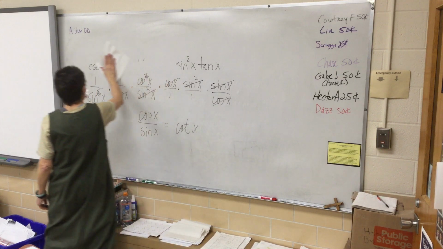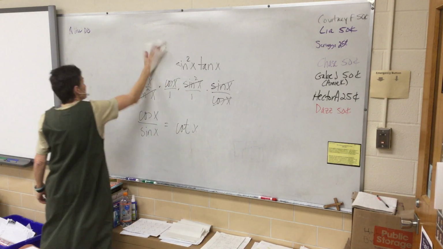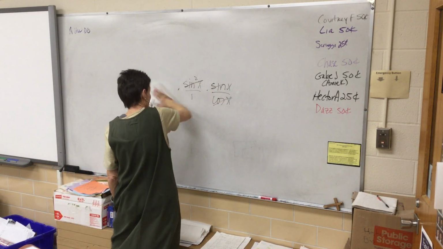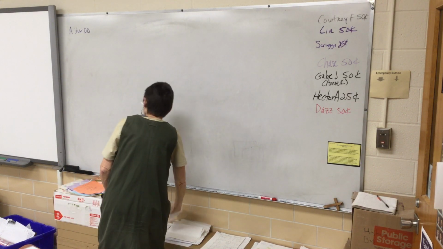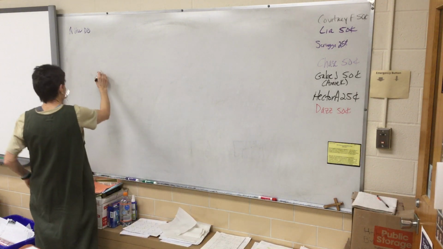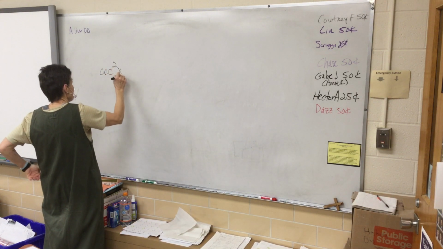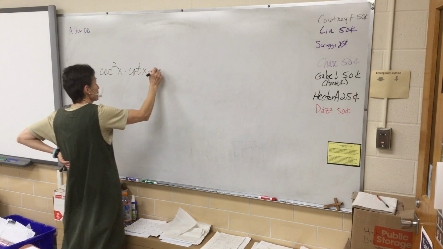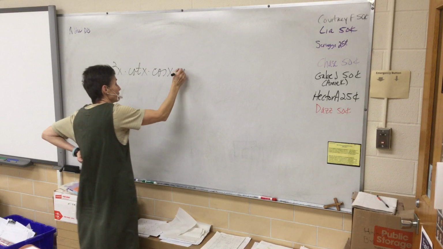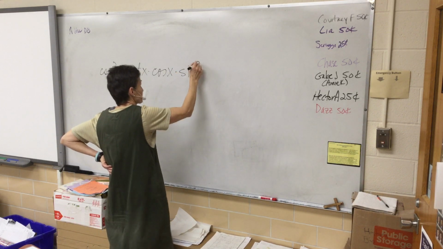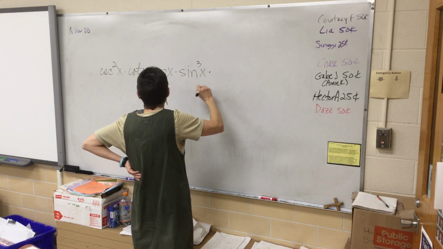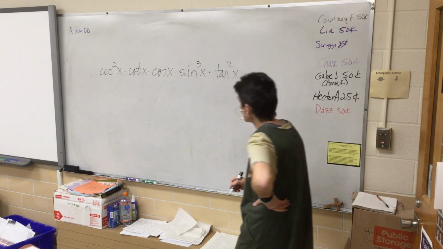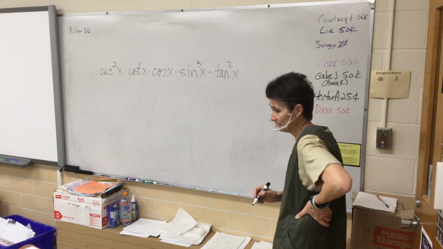Okay, now you try one. Exactly that kind. There's going to be 2 kinds on the quiz. This is one kind. So let's say we have cosecant squared times cotangent times cosine times sine cubed times tangent squared. See if you can start simplifying that.